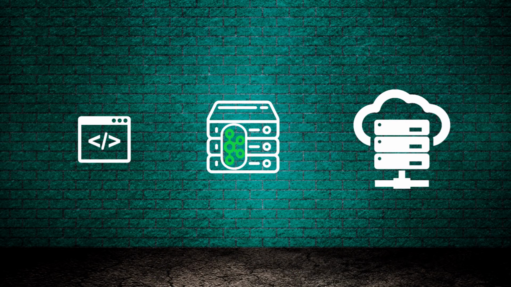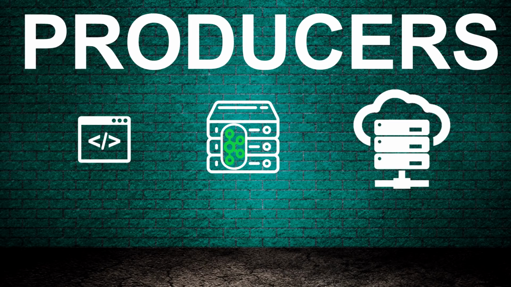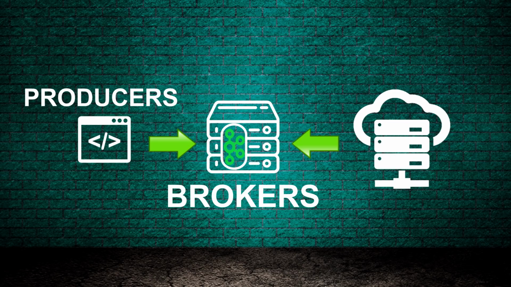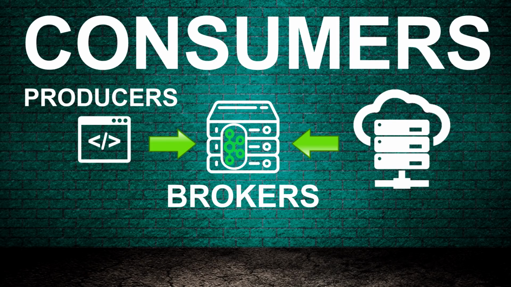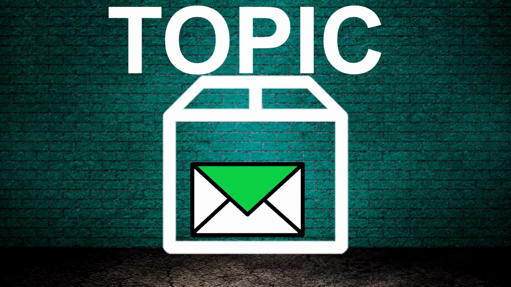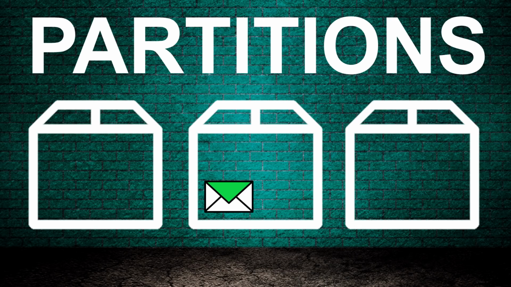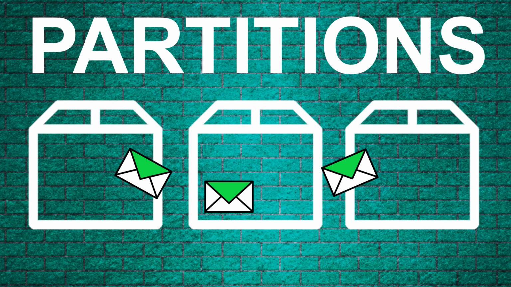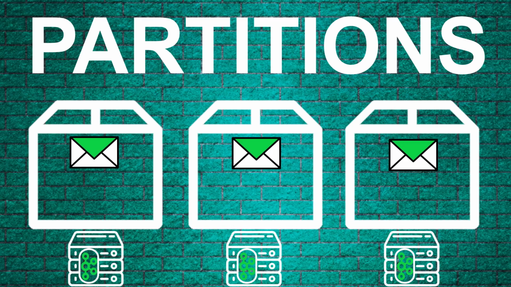In Kafka, the clients here are called producers. Messages go to brokers, which are Kafka instances. Servers that consume messages are called consumers. Messages are stored on the broker in what's called a topic. Topics can be divided into partitions, and the message goes into a partition. This allows scalability as we can tell Kafka to store copies of that message on separate brokers in different partitions.